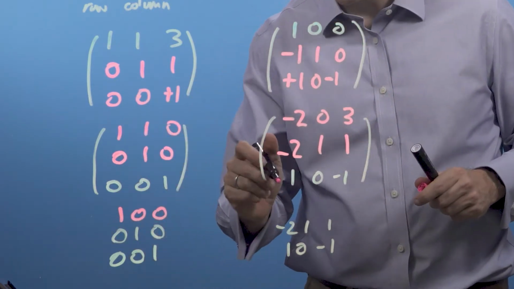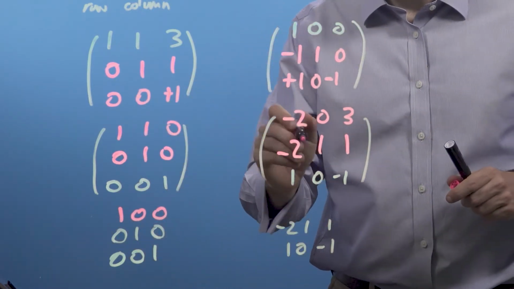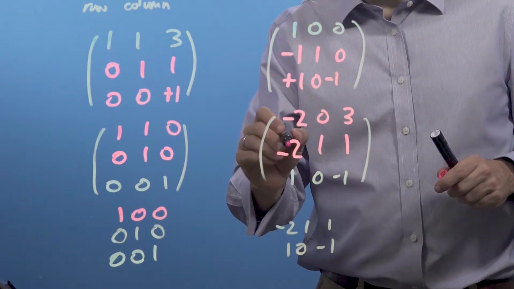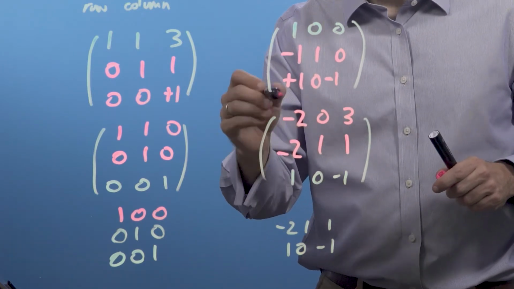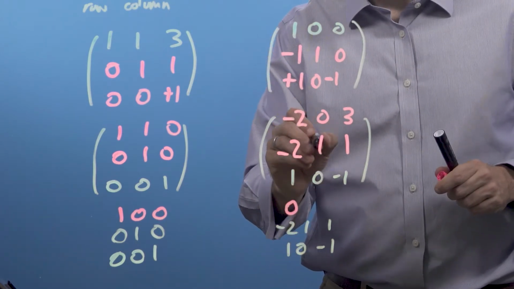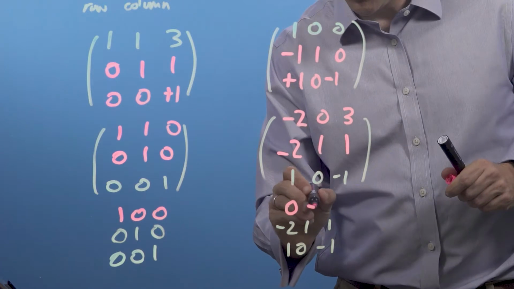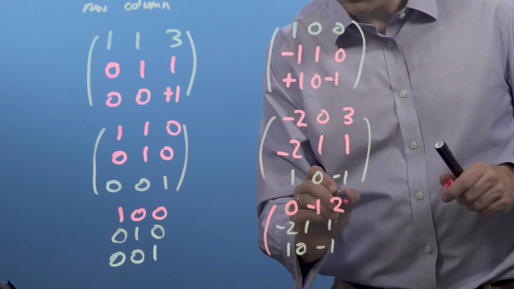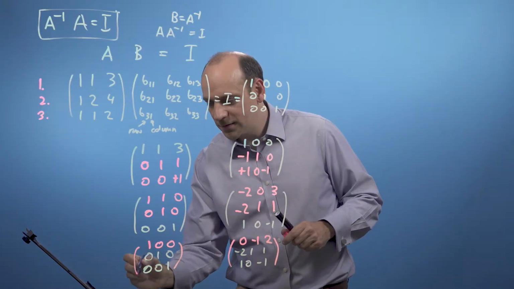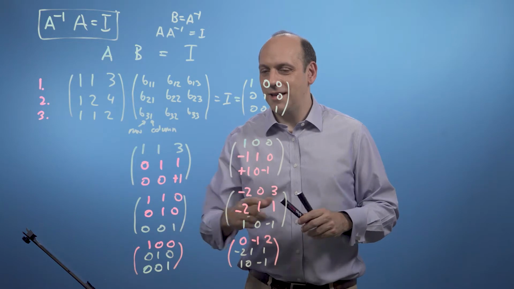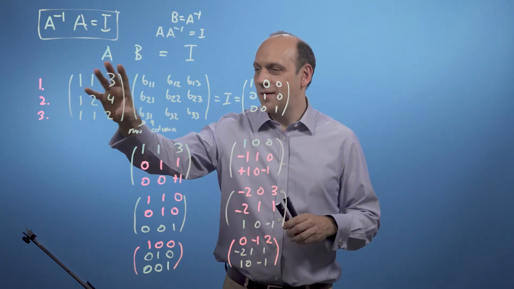Take the 1 off there. Take this row off of this row, minus 2 off of minus 2. I've got to take minus 2 off of minus 2, so that gives me 0. Got to take 1 off of 0, that gives me minus 1. And I've got to take 1 off of 3, which gives me 2. So that's my answer. So now I've got the identity matrix here for A, in effect.